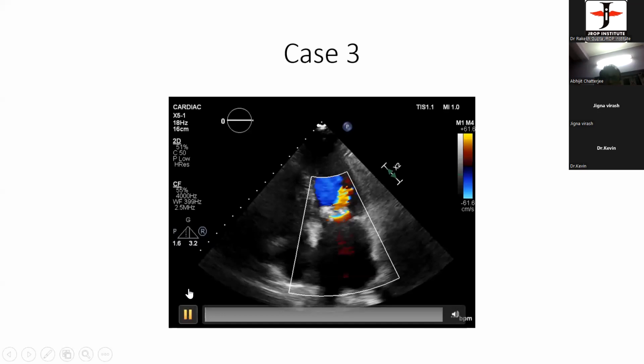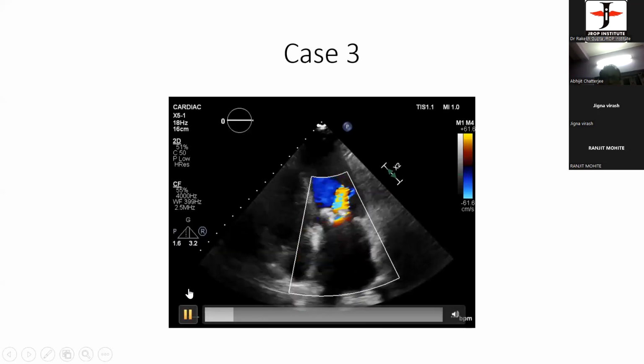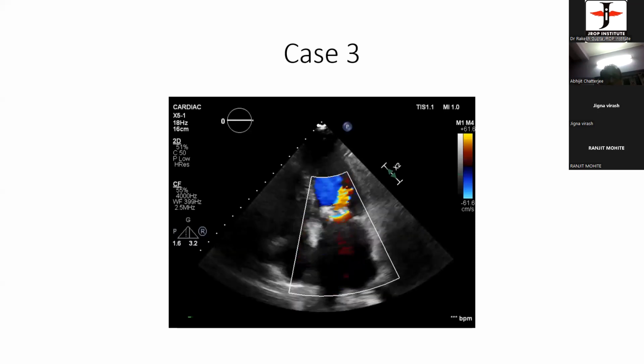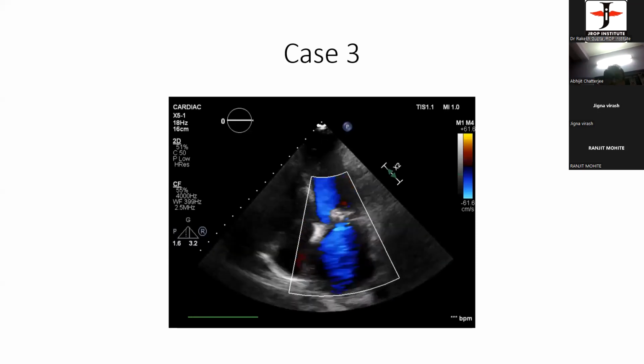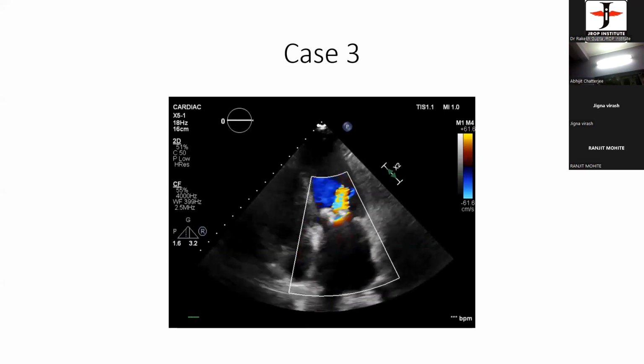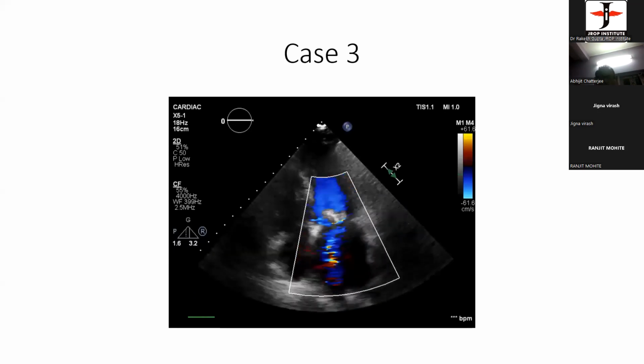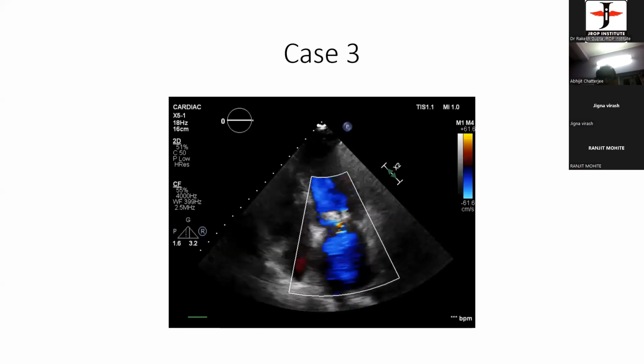Ranjit, are you there? Yes, sir. Okay, Ranjit, go ahead. So, Ranjit, this is a 58-year-old gentleman, and I have done his echo. Tell me what are the findings that you get in the mitral valve? Sir, this is an apical 4-chamber view showing mitral regurgitation. You get mitral regurgitation. You call it mild, moderate, or severe?